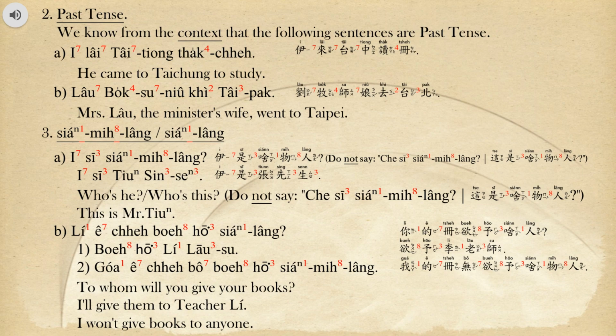3. 什麼人 啥人 A. 伊是什麼人 Do not say. 這是什麼人 伊是張信社 Who's he? Who's this? This is Mr. 張. B. 你的冊買予啥人 買予你老師 我的冊無買予什麼人 To whom will you give your books? I'll give them to Teacher Lee. I won't give books to anyone.